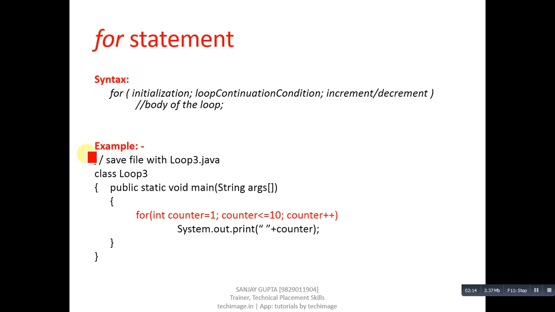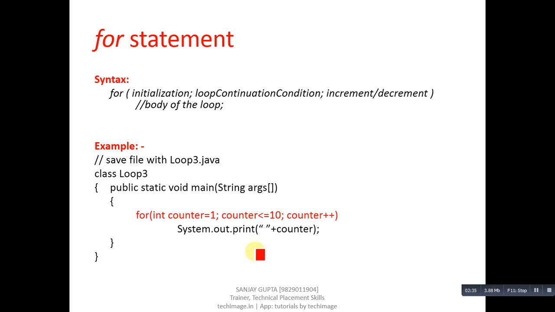Here is an example of a for loop. In the main function, counter is a variable which is initialized with 1. The condition is counter less than or equal to 10. Then System.out.print will print the value available inside counter. Then counter++ will increase its value by 1. Then again the condition will be checked.